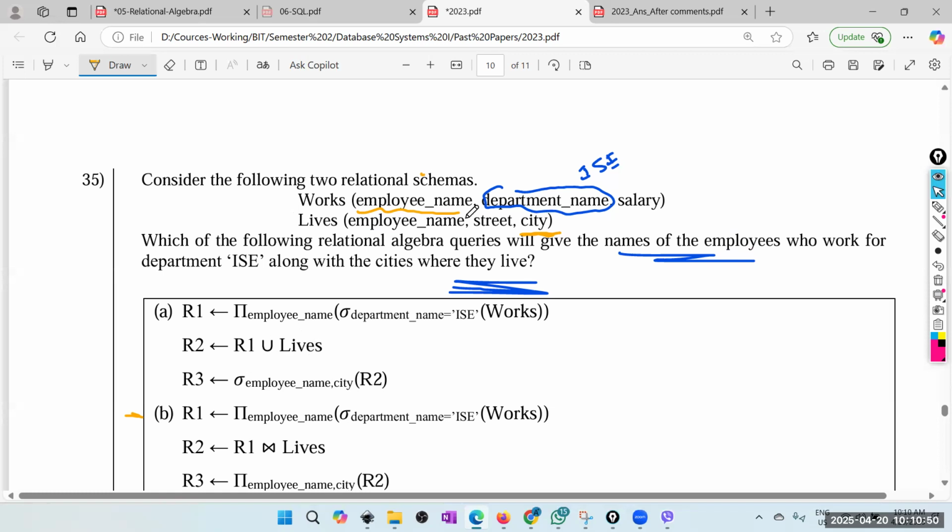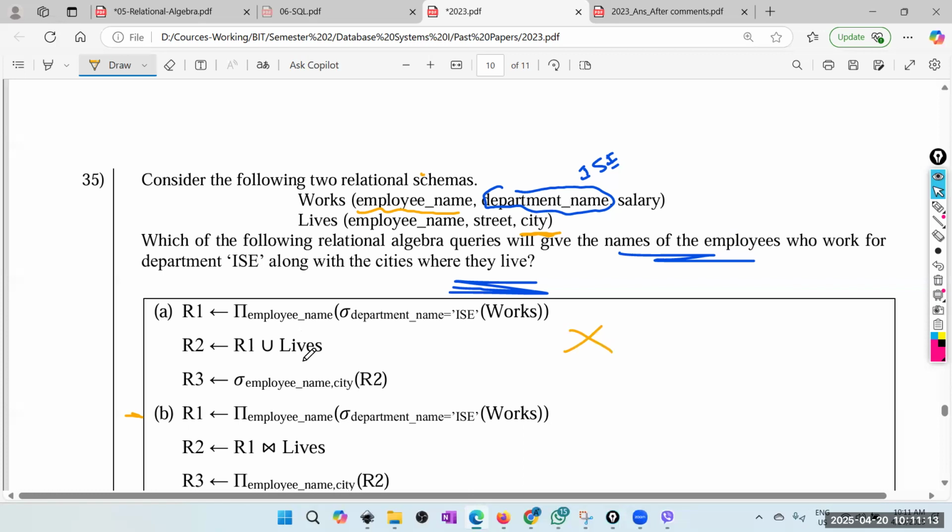But ideally it should be a join. So these are not union compatible also. These are two different tables. I don't think these two tables are union compatible because this is the works table, this is the lives table. I'll not go for this. If I have no other option, I might come back here, because this is not the standard way.